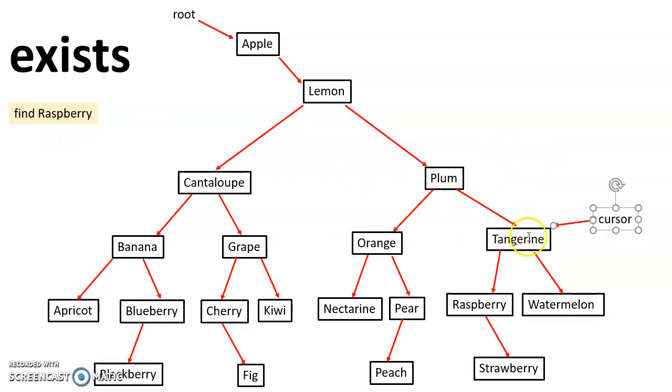Is raspberry equal to cursor get data tangerine? It's not. Is raspberry before tangerine? It is. So cursor equals cursor get left. And so now the question is asked, does cursor get data, which is raspberry, equal raspberry? It does. So we found what we're looking for. So if we were searching for raspberry, we would come out of the while loop, having set found to true, and cursor would be pointing to raspberry at this point.